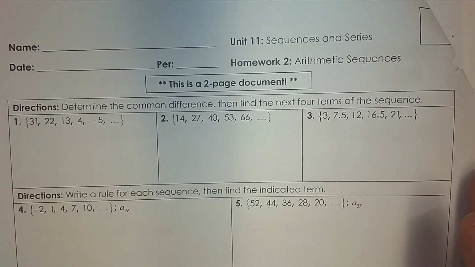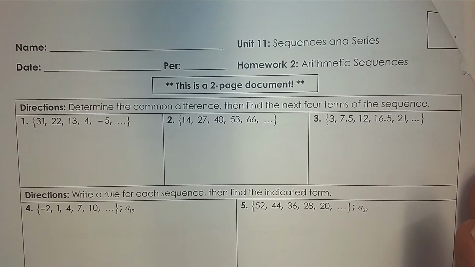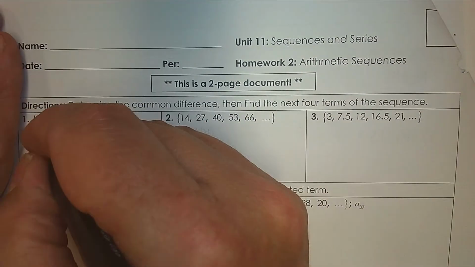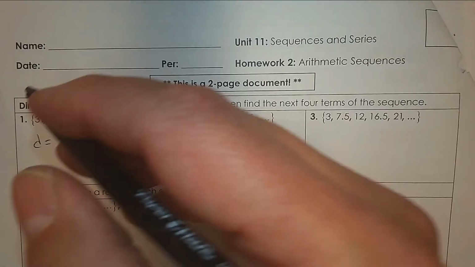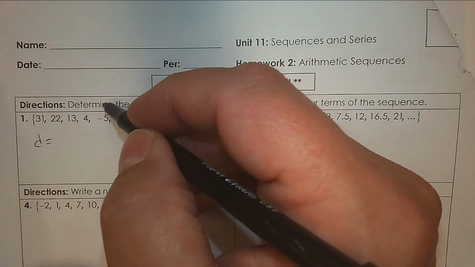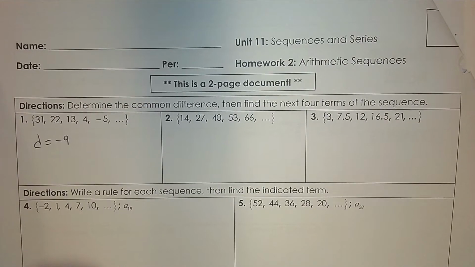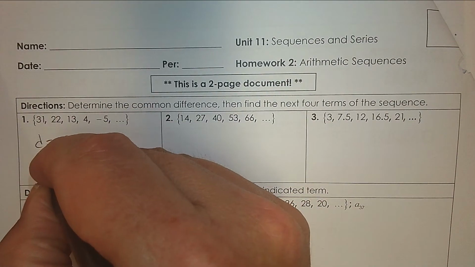Alright, here's your homework on arithmetic sequences. Can you find the common difference? That means you recognize what you are adding or subtracting every time. In this case it's negative 9. And then find the next four terms. So just keep subtracting 9.